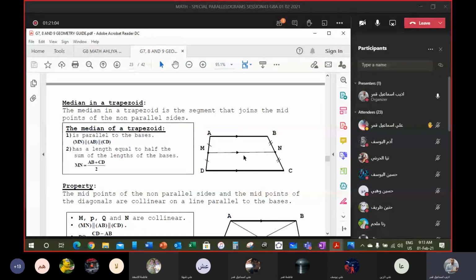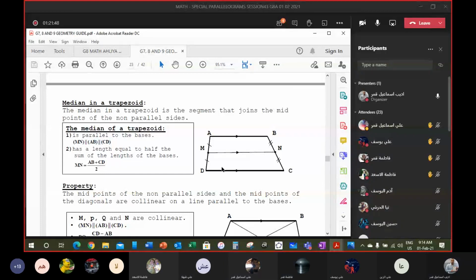Okay, so ABCD is a trapezoid. What are the bases? DC and AB, good. So the bases are the parallel sides, AB and DC. We have one big base, DC, and one small base, AB. Okay, what are the non-parallel sides? AD and BC. AD and BC are the non-parallel sides.